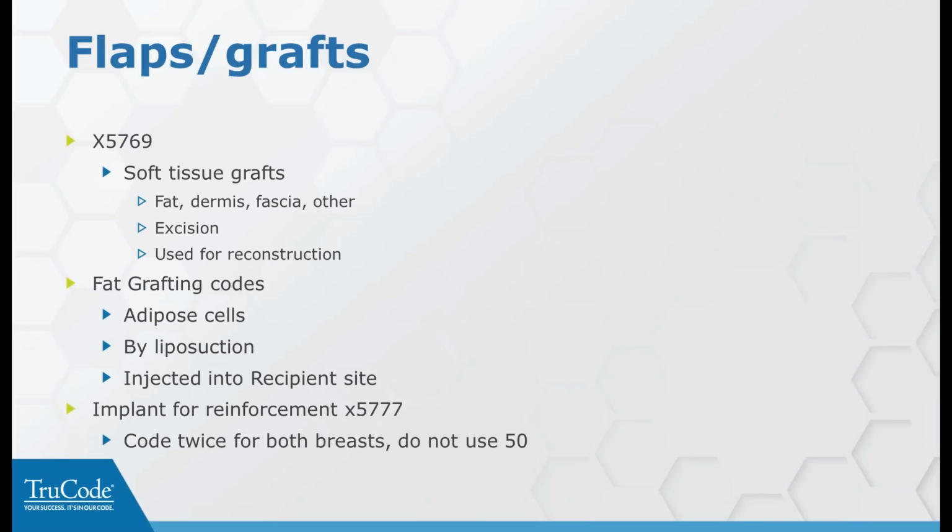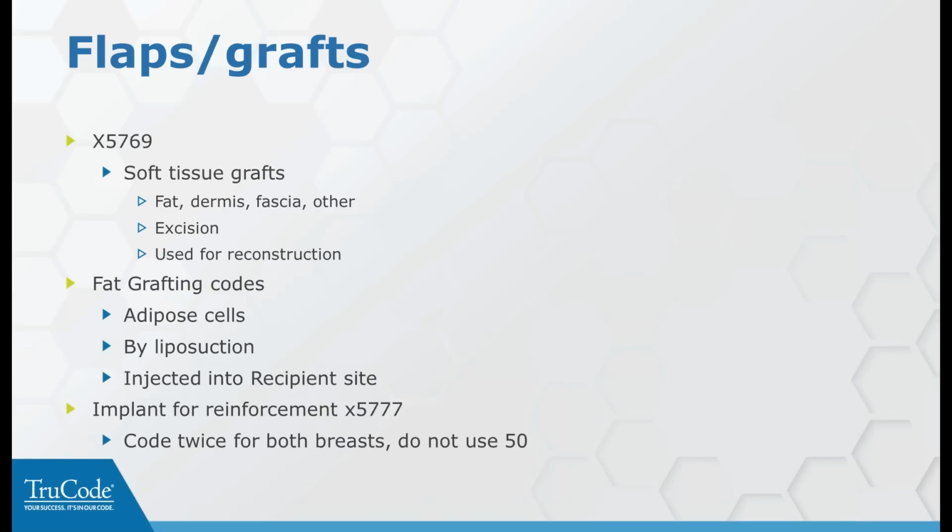The methodology of how they're removing that particular soft tissue is important here, because if they're doing that through a direct excision, so they're excising the fat, the dermis, or the fascia, if they're excising it to move it and maybe put it into a wound area to fill it up somewhat, that will be the 15769. But all the new codes in this area are going to be over when the methodology is liposuction. So that's only going to be the fat.